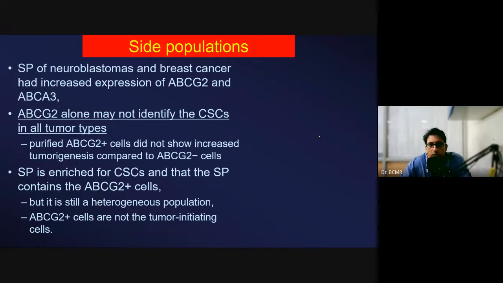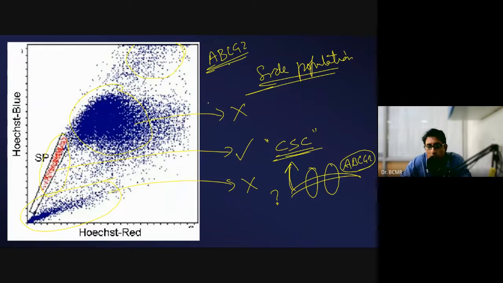So what people have figured is that ABCG2 alone may not identify cancer stem cells in all tumor types. In different tumors, different things may be there. As I said, this assay using Hoechst dye cannot be used for all types of tumors, or it's not the same way these cells may be stained or unstained. So what it indicates is that having high expression of ABCG2 is not directly related to being a cancer stem cell. That is one of the indications they have.